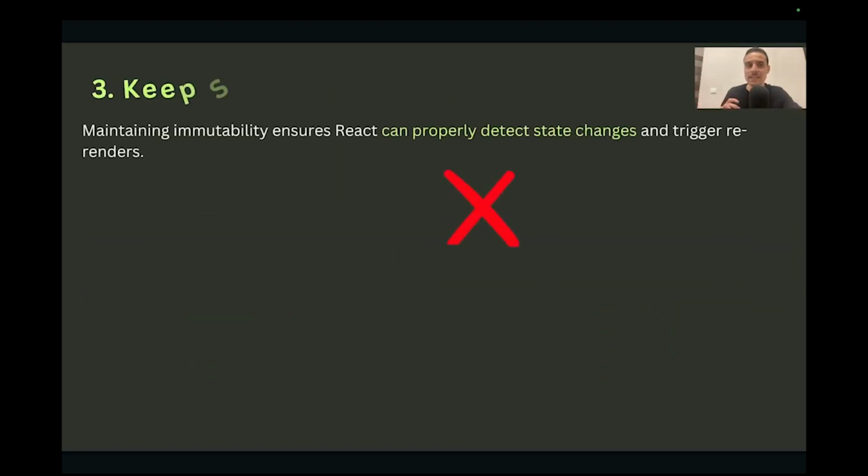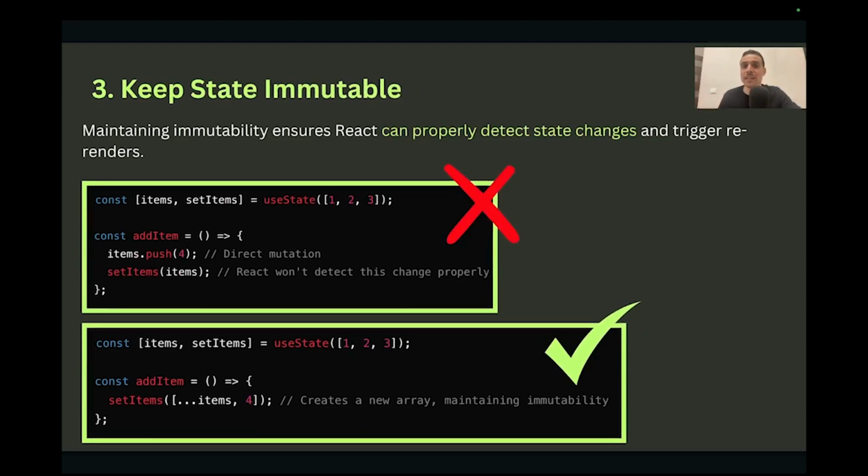Number 3 in the list is keeping state immutable. It's very important because maintaining immutability ensures React can properly detect state changes and trigger re-renders. And we all know that when a re-render happens, the UI is updated and we see the new change. So do not mutate the state directly in React. Try to always get a shallow copy of the state and then mutate the state.